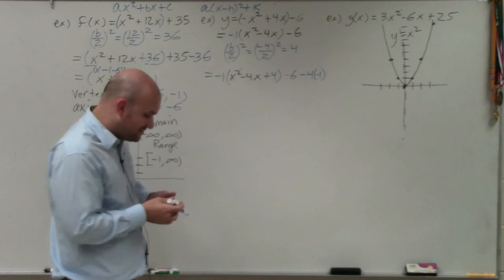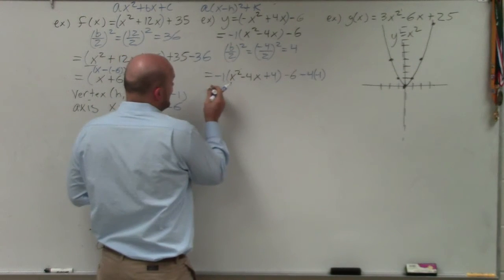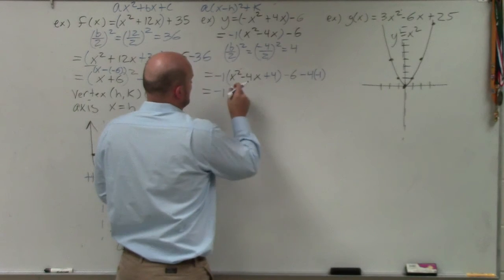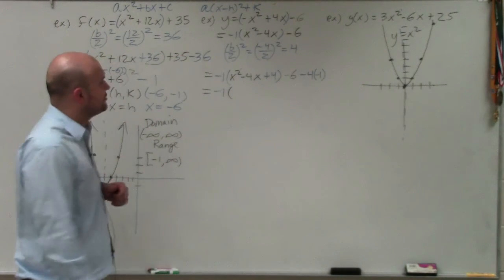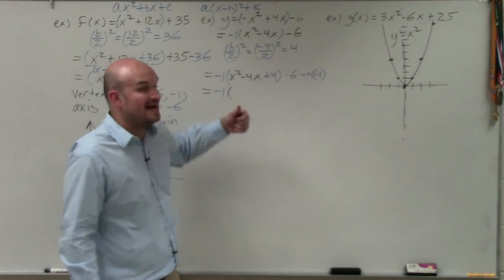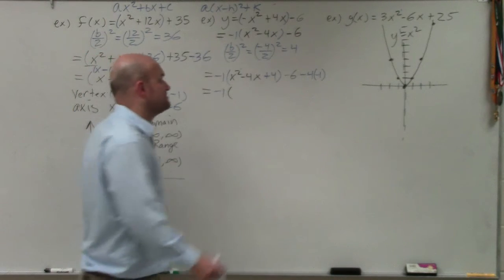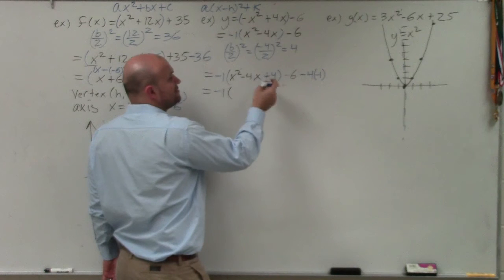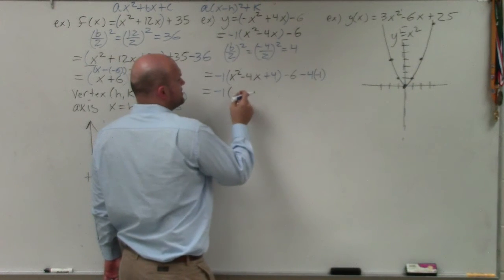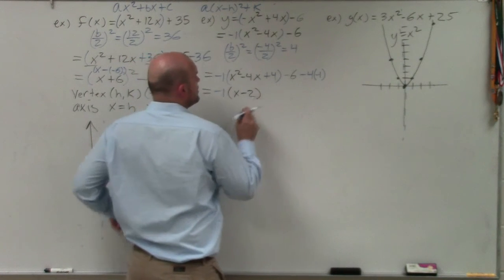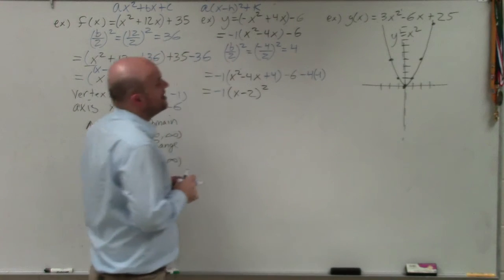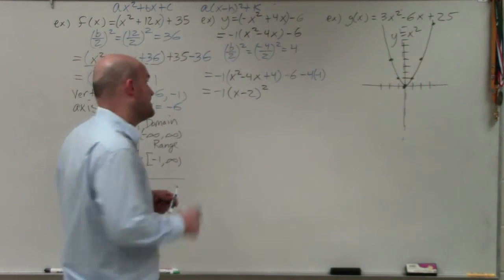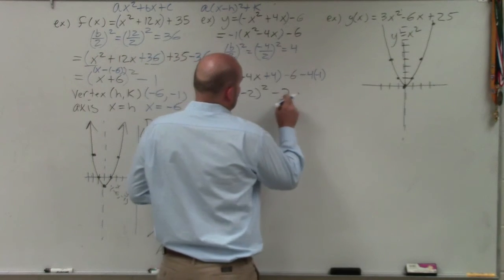Now we look into factoring this, where we again know we have a perfect square trinomial. That perfect square trinomial is going to be: what two numbers multiply to give you 4 and add to give you negative 4? That's going to be x minus 2, because negative 2 times negative 2 gives you 4, and negative 2 plus negative 2 gives you negative 4. So that's going to be x minus 2, squared. And then here I have a negative 4 times negative 1, which is a positive 4. Positive 4 plus negative 6 is going to be a negative 2.